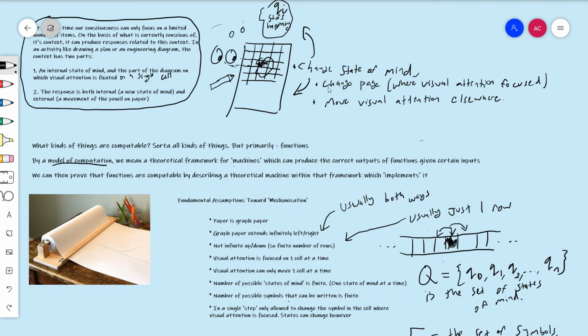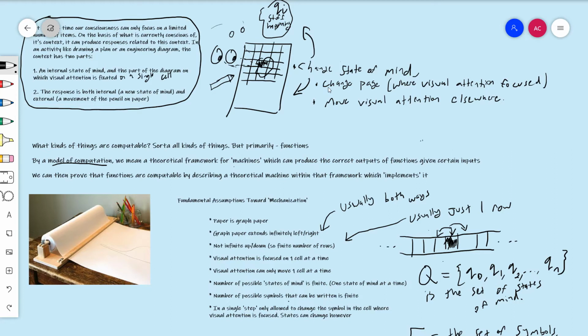So we started out with this fluid process where I'm staring at a page, at a particular place, and I'm thinking about something in particular. Based on those two things, what I'm seeing, not where I'm looking, but what I'm seeing, and also what's in my head, is what is going to change, as well as the symbol that I'm looking at on the page. And it's only one symbol at a time. That's part of the mechanization process. And then we mechanize this by saying, okay, the paper is graph paper. The paper extends infinitely left and right, but usually only one row.